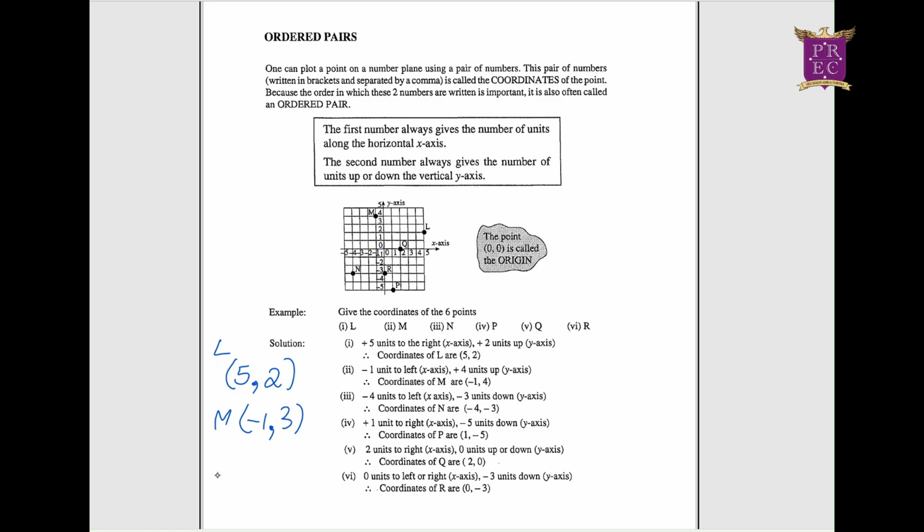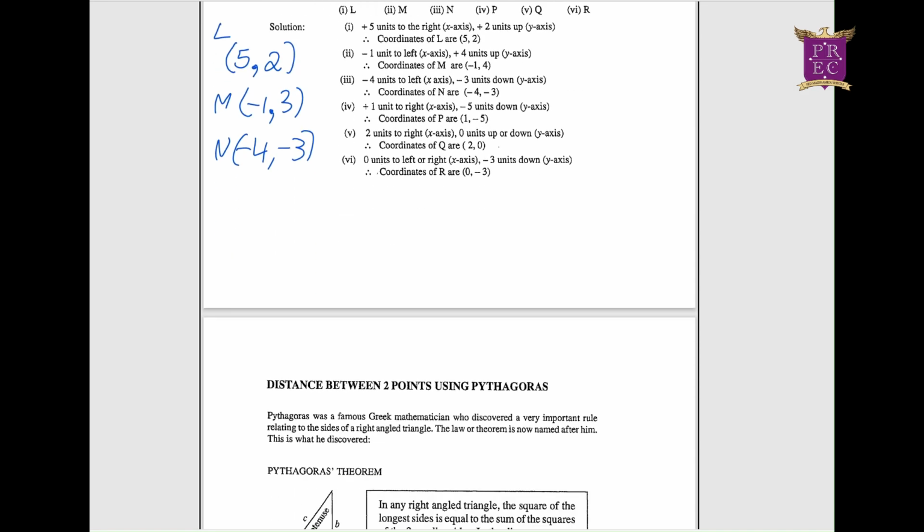Let's look at N. How many units to the left is it from the origin? 4 units, so we get -4. And how many units down is it from the origin? 3, so we have -3. So these are the ordered pairs representing each coordinate. All you have to do is put the x coordinate first, comma, and then y coordinate. So if we have a look at P over here, it will be 1 to the right, so 1, comma, -5. You look at the y coordinate here. Let's move on to the next one.